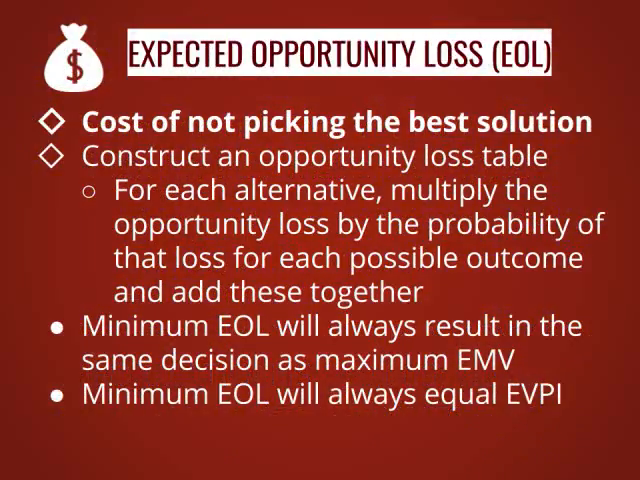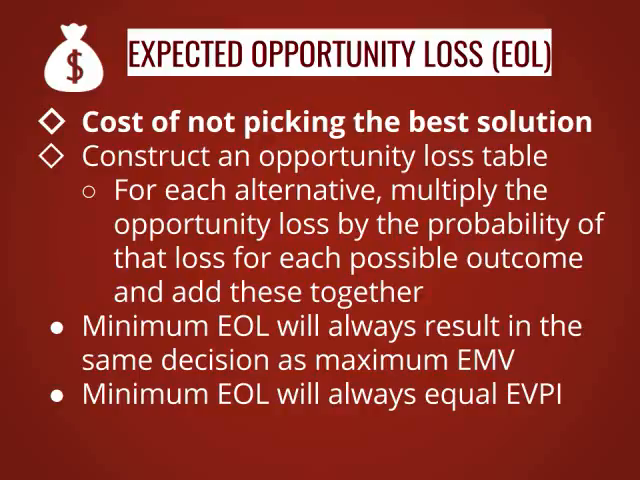Next, we have the expected opportunity loss or EOL. This is the cost of not picking the best solution. To get this, first, we need to construct an opportunity loss table. Next, for each alternative, multiply the opportunity loss by the probability of that loss for each possible outcome and add these together to get the EOL.